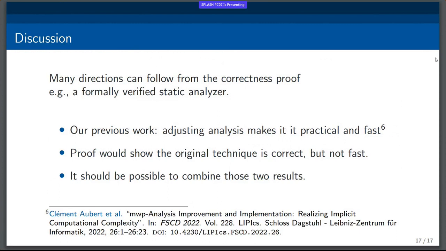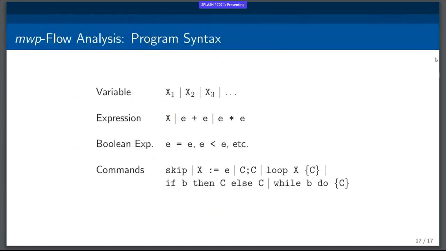It's for analyzing C programs, but it's a subset of C because the syntax is very simple. I actually have it here. This is the syntax of the language. As long as we're looking at C that includes these operations, then we can analyze it. What's the analyzer implemented in? It's in Python. It's called PyMWP.